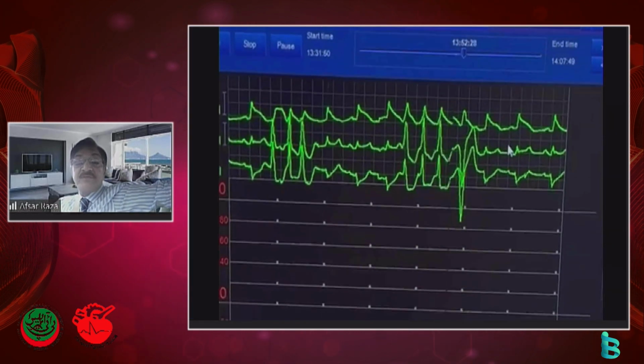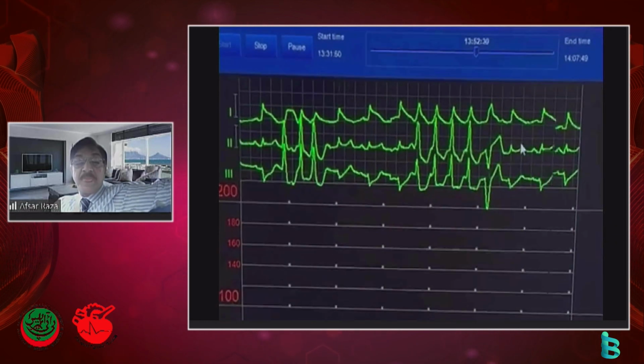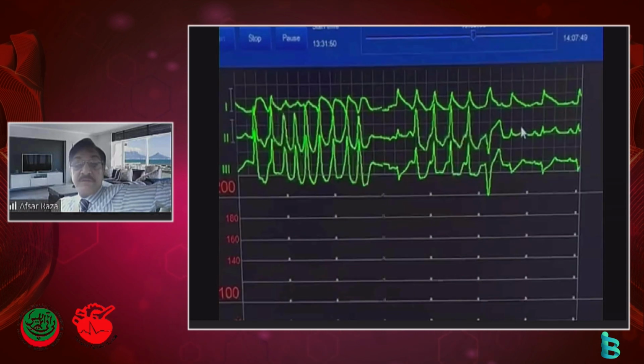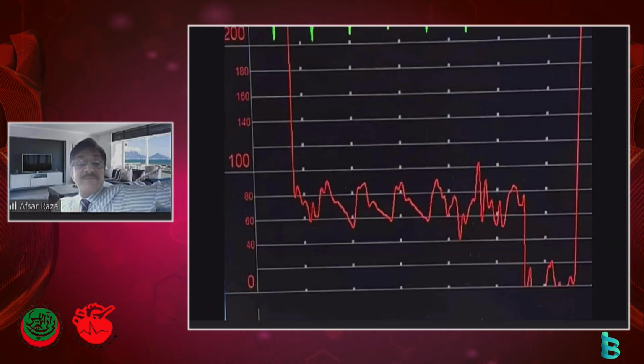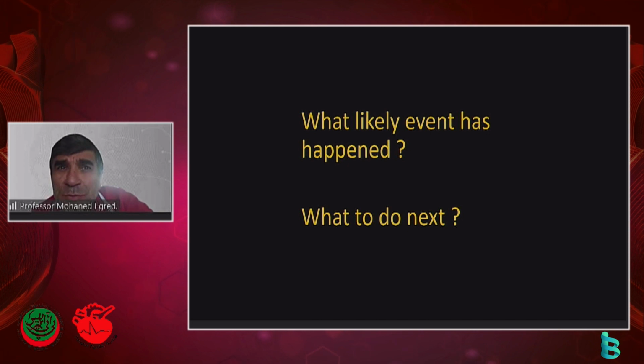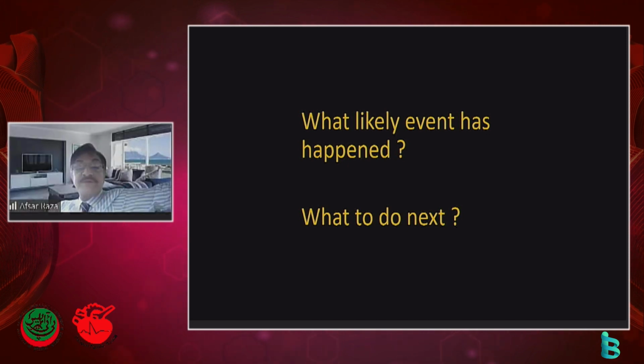So the question is, and you can see this is the frame from the angio lab, she was just going into cardiogenic shock, with pressure down to 70 to 80. Now the question to the panel is, what is the likely event that has happened and what to do next? Afsar, have you given any nitrate when you took that picture? No, we didn't.